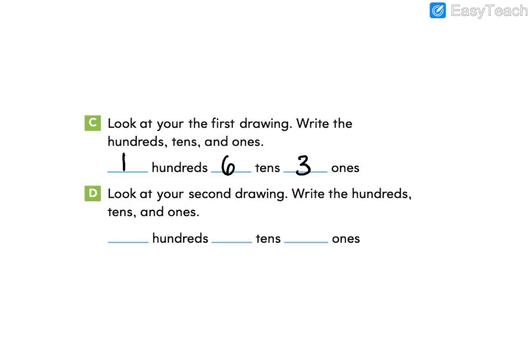So now look at the second drawing that we did under letter B. How many hundreds do you see? Do we have any hundreds blocks? We have 0 hundreds blocks. How many 10 rods do we have? You should have found that we have 16 tens. And we still have 3 ones.